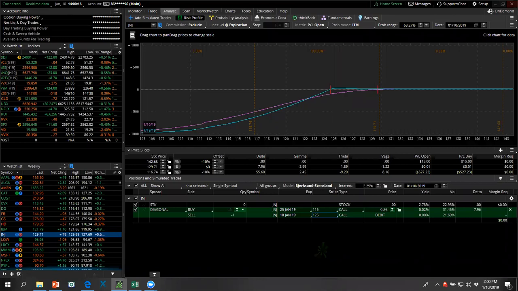So I want to talk about margin management just a little bit, which is akin to saying risk management.